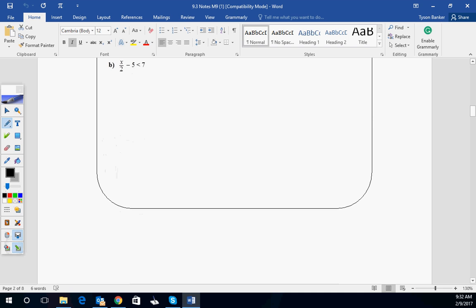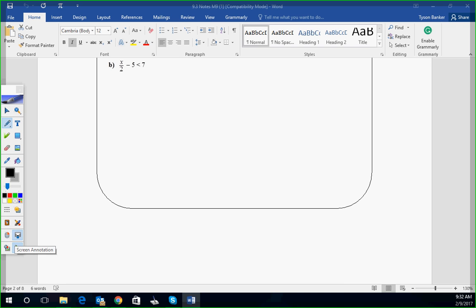So let's do part B here. This one's similar to the one we did in our example. So again, add 5. Add 5. x over 2 less than 12. Times 2, times 2. x is less than 24.